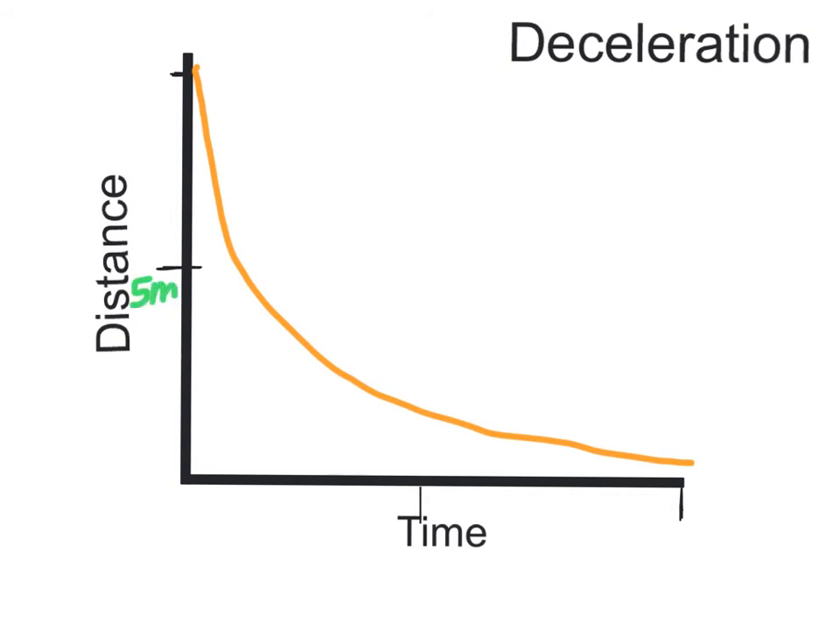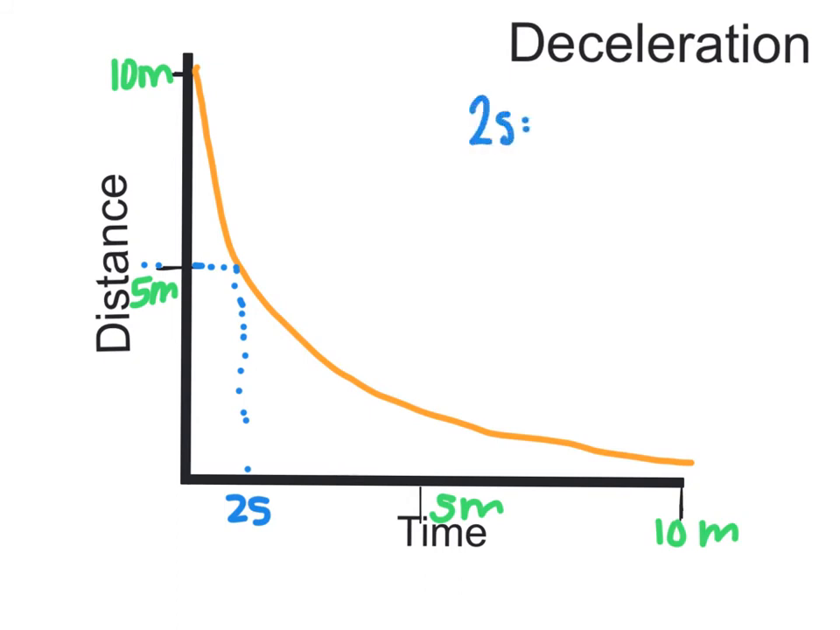Everything the same. 5 and 10. 5 and 10. And now let's specifically look at how much they're traveling. So if you look on the side, we're going to look at the distance traveled. And let's look at just the first 5 meters. So going from 10 meters to 5 meters, it took about 2 seconds. So in 2 seconds, they were able to travel 5 meters.